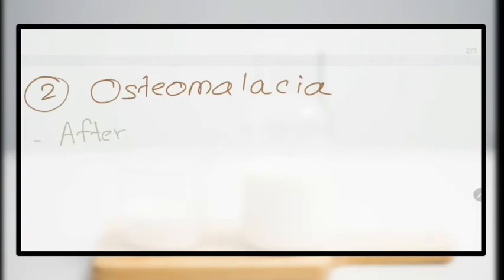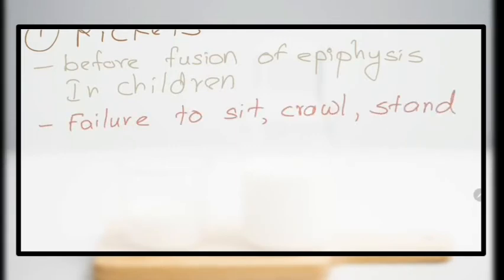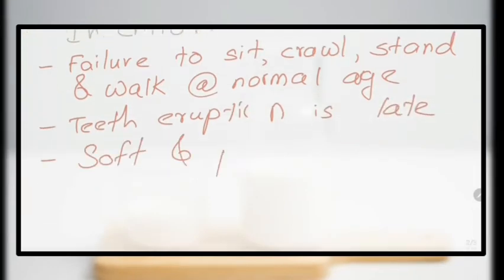What are the differences? The characteristic result of vitamin D deficiency that occurs before the fusion of epiphysis is called rickets, and which occurs after the fusion is called osteomalacia. How are children with rickets presented? They show delayed development and failure to sit, crawl, stand and walk at normal age. Also, their teeth eruption is often late and bones are soft and pliable.